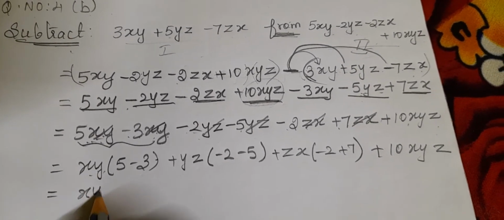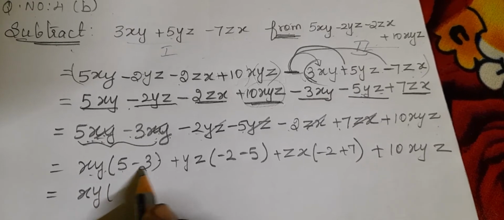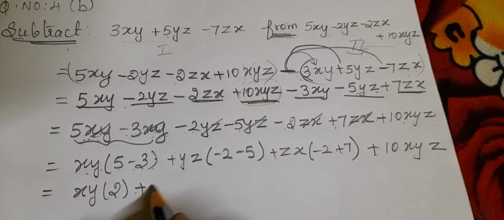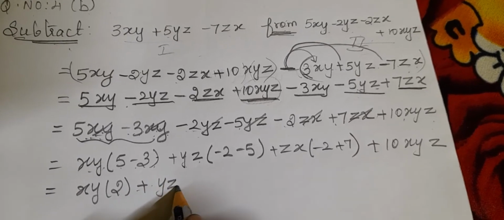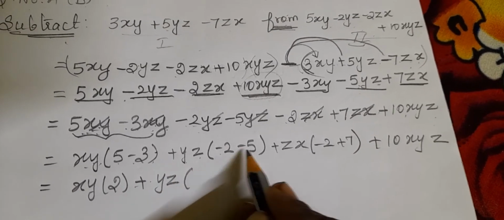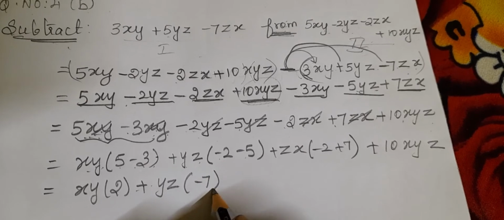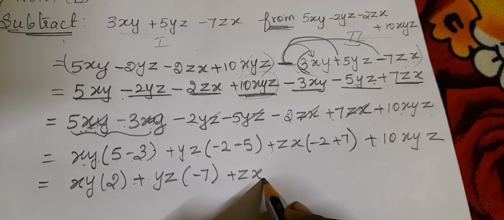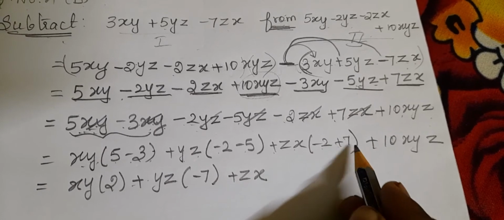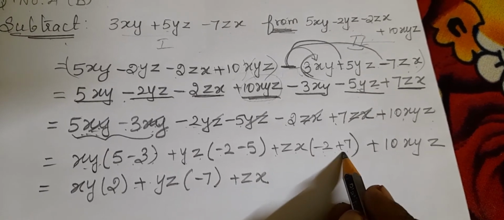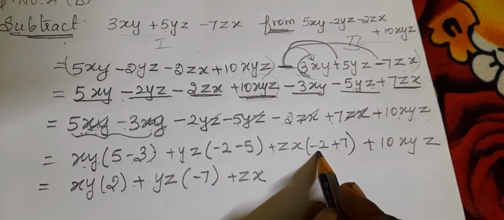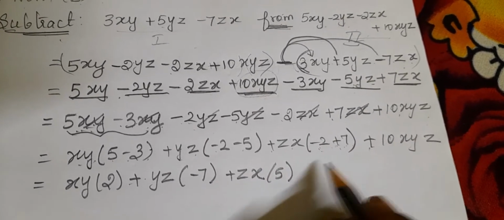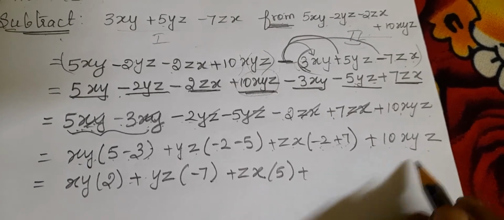Now let us simplify. Write the xy as it is. 5 minus 3 is 2, plus yz. Minus 2 minus 5 is minus 7, plus zx. Minus 2 plus 7: 7 is the greater number, so minus 2 plus 7 is plus 5, plus 10xyz.